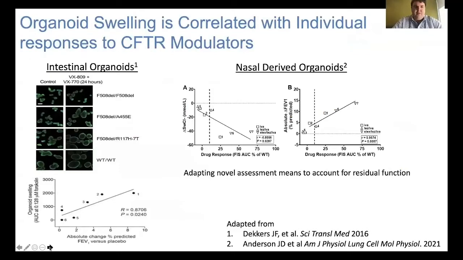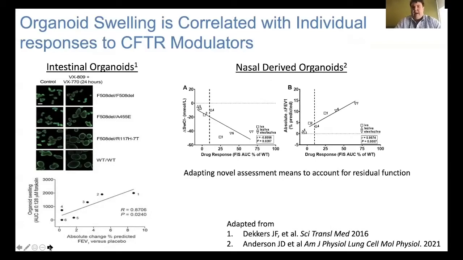As many will be familiar from the work in the Netherlands by the Beekman Group and others, intestinal organoids can show a significant swelling in a forskolin-induced swelling assay, amongst others, in the presence of CFTR modulators. And more recently, this group has been able to correlate improvements of key clinical outcomes, including FEV1 improvements, to the area under the curve of the organoid swelling in this type of assay.